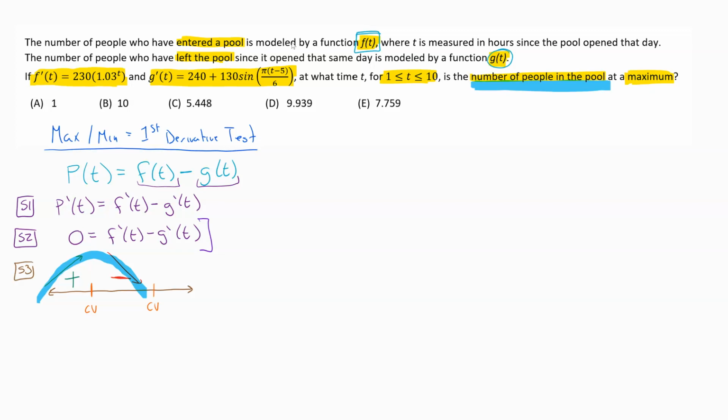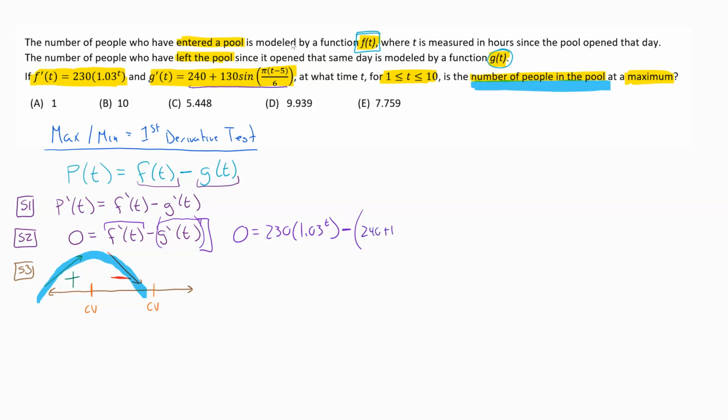Well, I have a formula for the derivative of f, and I have a formula for the derivative of g. So I really can just set up that formula. So 0 has to equal 230 times 1.03 to the t, minus, and always in parentheses, when you're subtracting a piece, you always want to subtract the full equation. So make sure you put that in parentheses and then go grab that g prime equation.